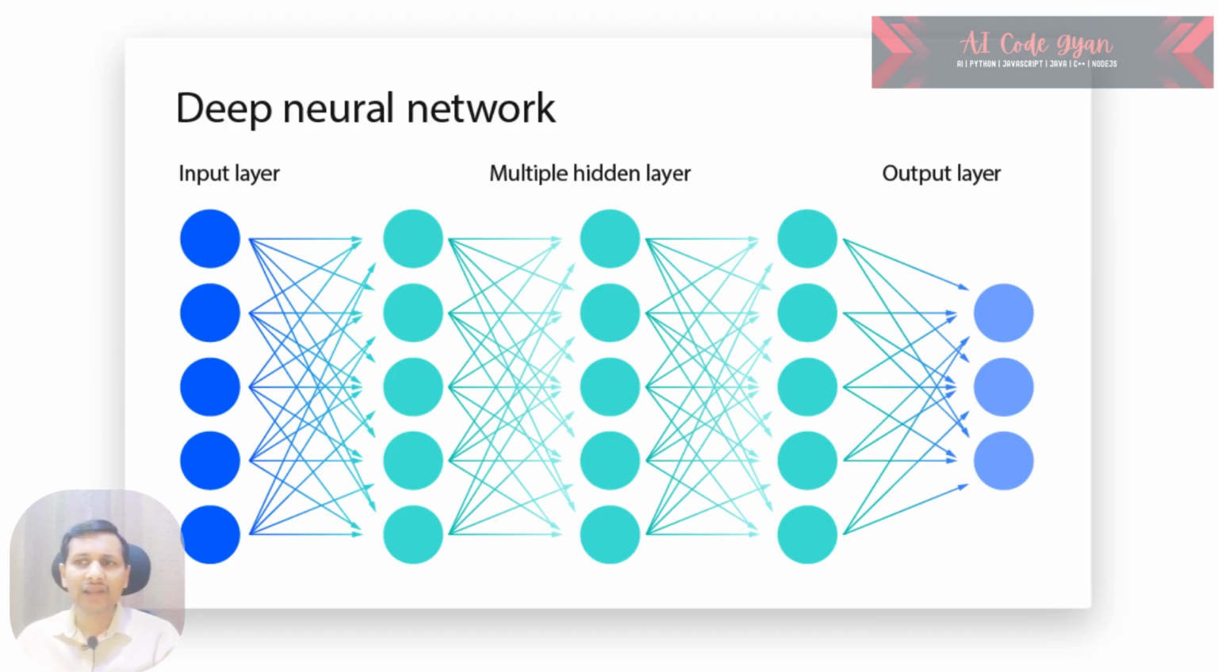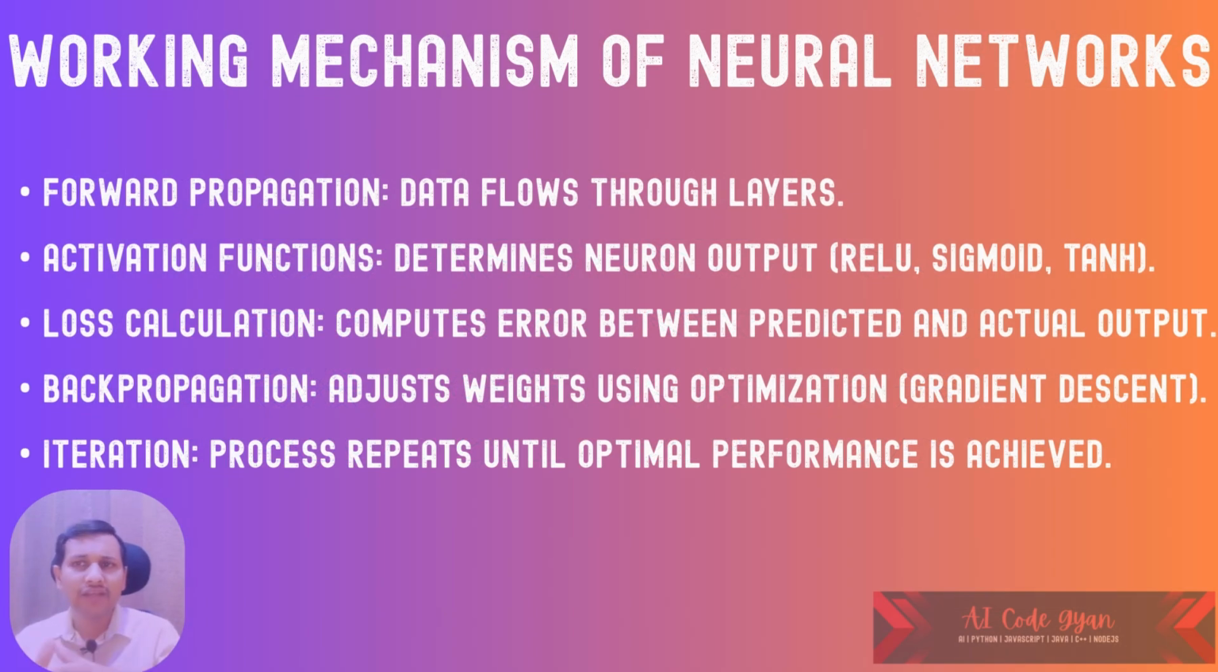Now let us understand the mechanism. We have forward propagation, when data flows through the layers from the input layer to the output layer through the hidden layers. We have activation functions which determine the neuron output. We'll study about it more later. Then we have loss calculation, where the error is computed between the predicted output and the actual output. So there is the predicted output which is calculated at the end, and there will be the actual outputs. There might be some difference.